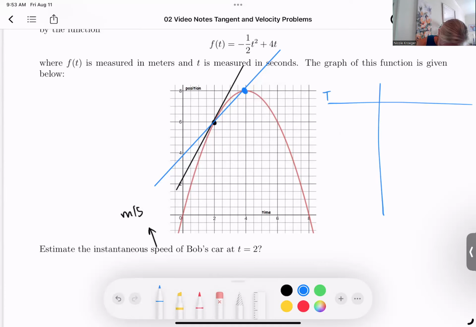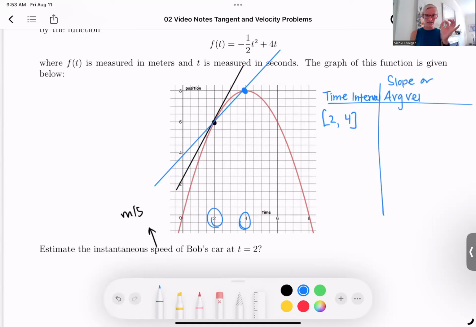So I'm going to put a time interval here. My time interval is from 2 to 4 seconds. Think of that as an interval notation. So I'm starting at 2 seconds, ending at 4 seconds. And I'm going to ask what's the average velocity or the slope of that line.